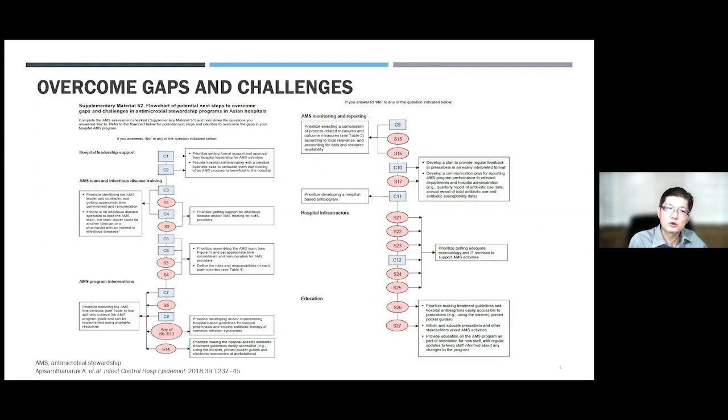After you perform the gap analysis in the supplementary, there's a way to help you overcome the gaps and challenges. For example, for the question related to hospital leadership support, if you check no to both C1 and C2, the flow will suggest you to prioritize getting formal support and approval from hospital leadership for AMS activity, and also to provide hospital administration with a credible business case to persuade them to fund the AMS program that is beneficial to the hospital. And this has been broken down into many components that you can just follow the flow to help fix the gap, to overcome the gaps and challenges in your program.